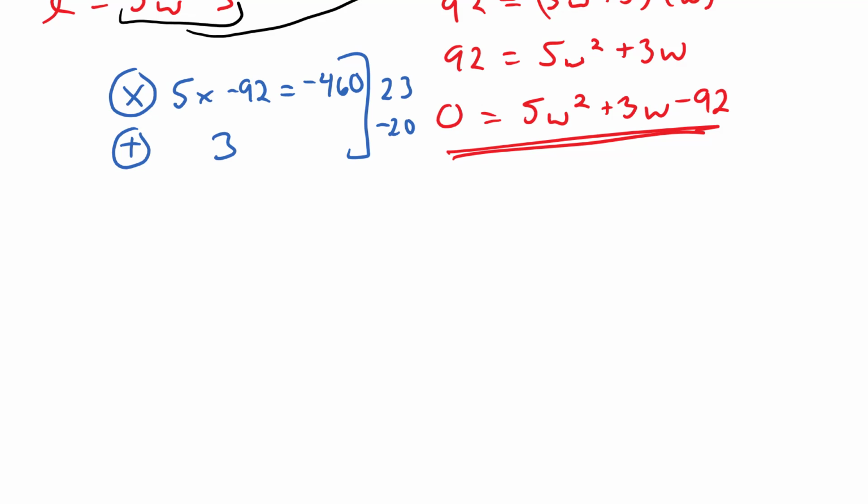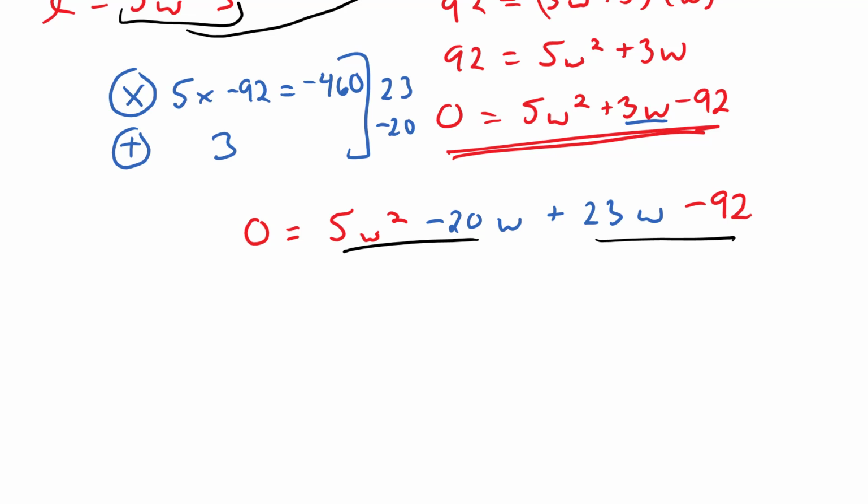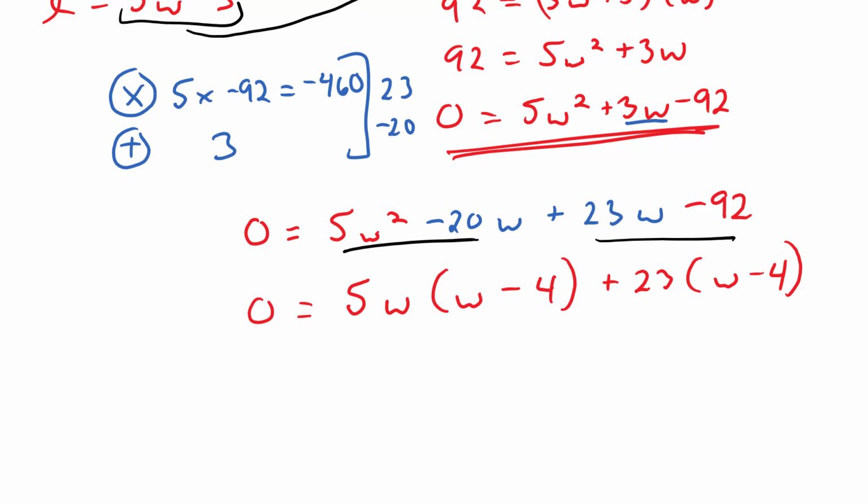What we can then do is we can decompose this middle term. 0 is equal to 5w squared minus 20w plus 23w minus 92. I'll pull a common factor out from these two and from these two. You can see we have the same value here and here. Therefore, that is a common factor. Therefore, I can take that out. And this is what I get.